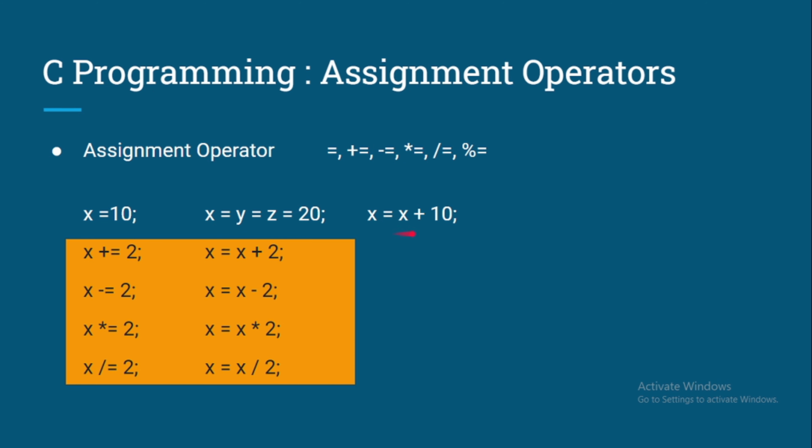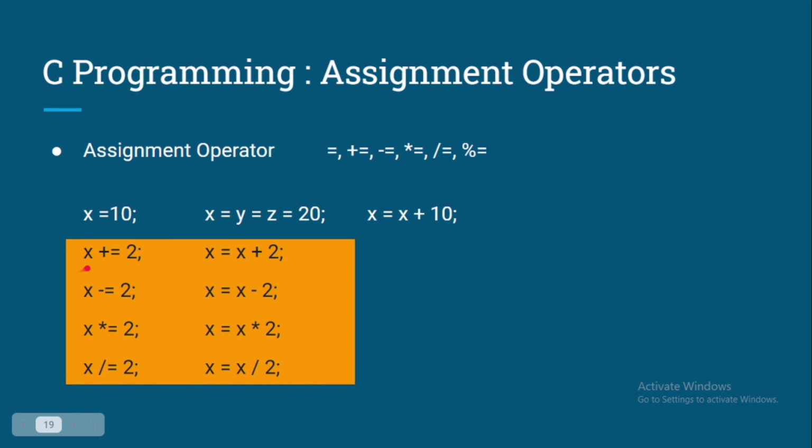Then we have the next example: x is equal to x plus 1. That is a compound assignment. The equal to will wait for the plus, and when the addition is done, it will assign the total of x plus 10 to x. So these are the three examples by which we can use the assignment operator.